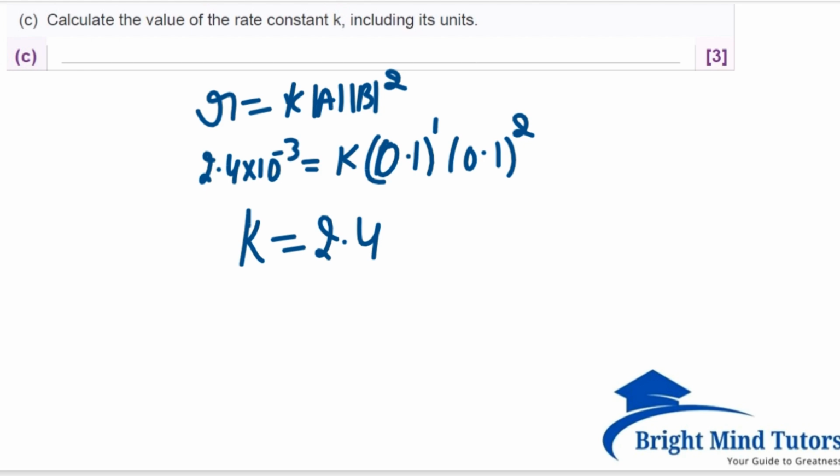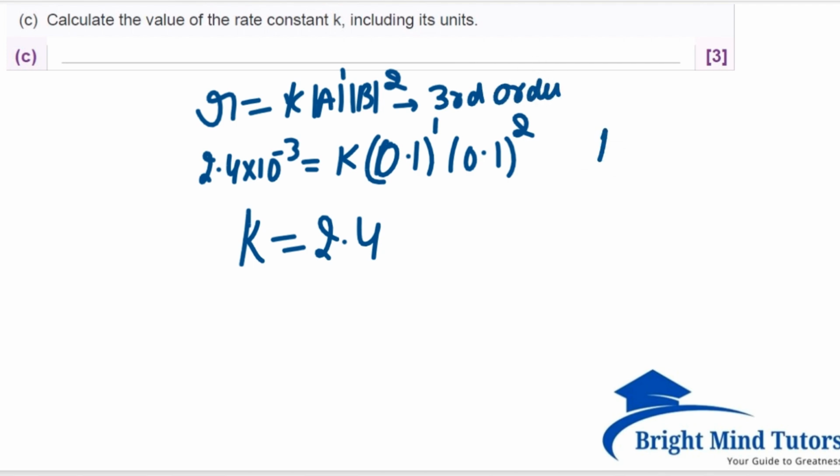So you see, what is basically the order? The sum of the powers of the concentrations that you have obtained experimentally. Now here it is A to the power of 1 and B to the power of 2. That means this reaction is of the third order, right? It is of the third order.